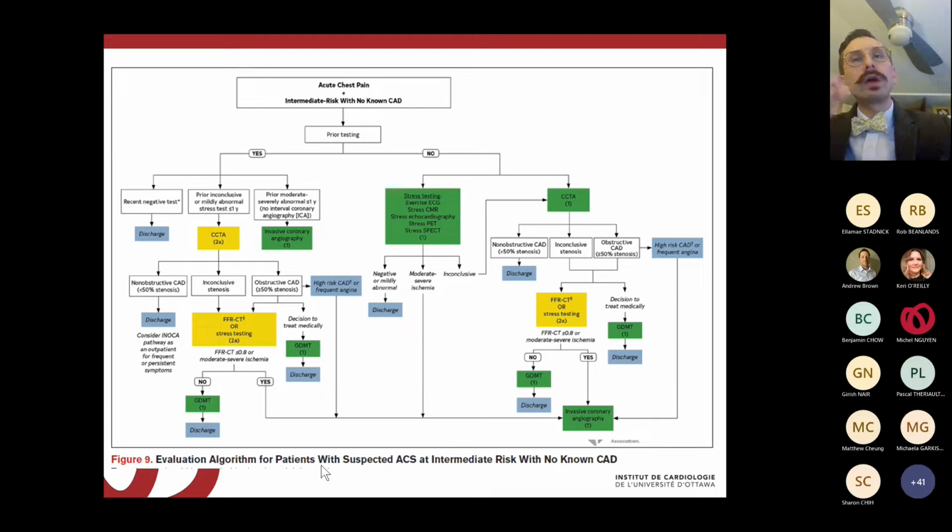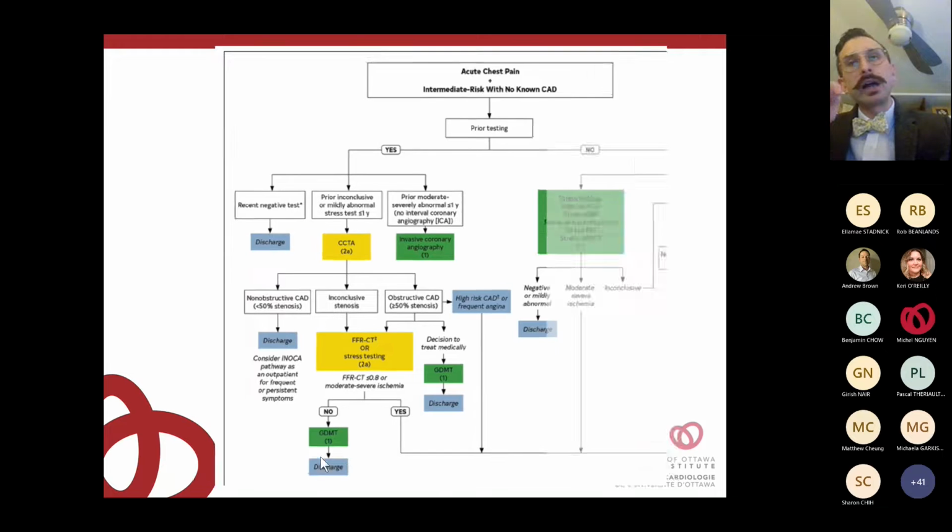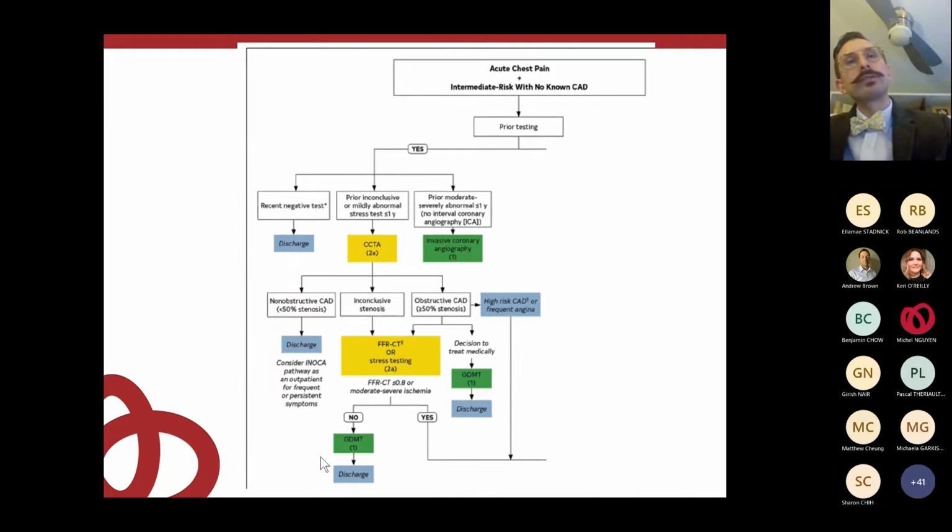This flow diagram outlines the diagnostic approach to patients presenting with acute chest pain who do not have a known history of CAD. In this group, the first step is to look to see if patients have had prior testing. If they have, they fall down this left side of the flow diagram. If their recent testing was negative, you can safely discharge them. If they had a moderate to severely abnormal test within the past year, it's recommended to send them for angiography. And finally, if they had a prior inconclusive or mildly abnormal test, then it's recommended to consider cardiac CT.